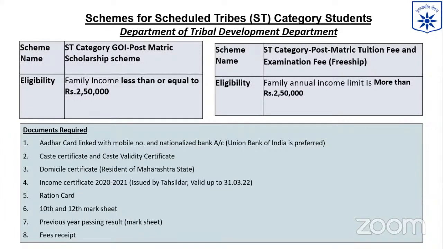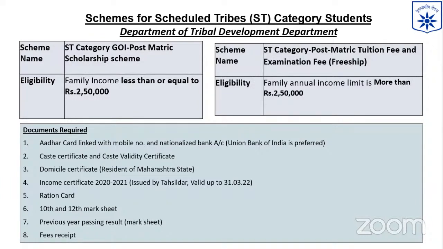Now, if your parents' annual income is more than rupees 2,50,000, then you are eligible to apply for the Freeship scheme. See here, this next scheme you can apply, that is Freeship. So if your parents' income is more than rupees 2,50,000, you have to apply for the Freeship scheme. Now, what all documents are required here?